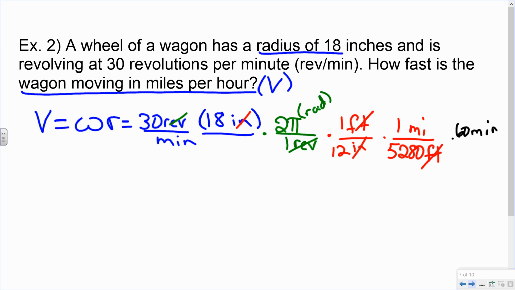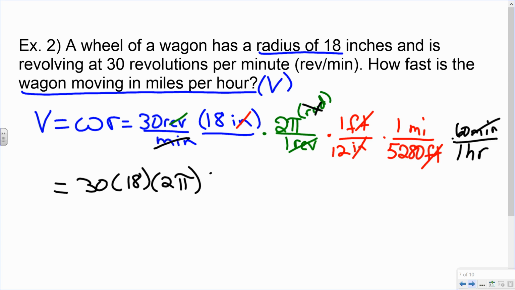Since these minutes were in the denominator, I need minutes in the numerator to cancel out. 60 minutes is the same as 1 hour. Radians was the freebie, so I don't really need it in there. Clean form: 30 times 18 times 2 pi times 60.